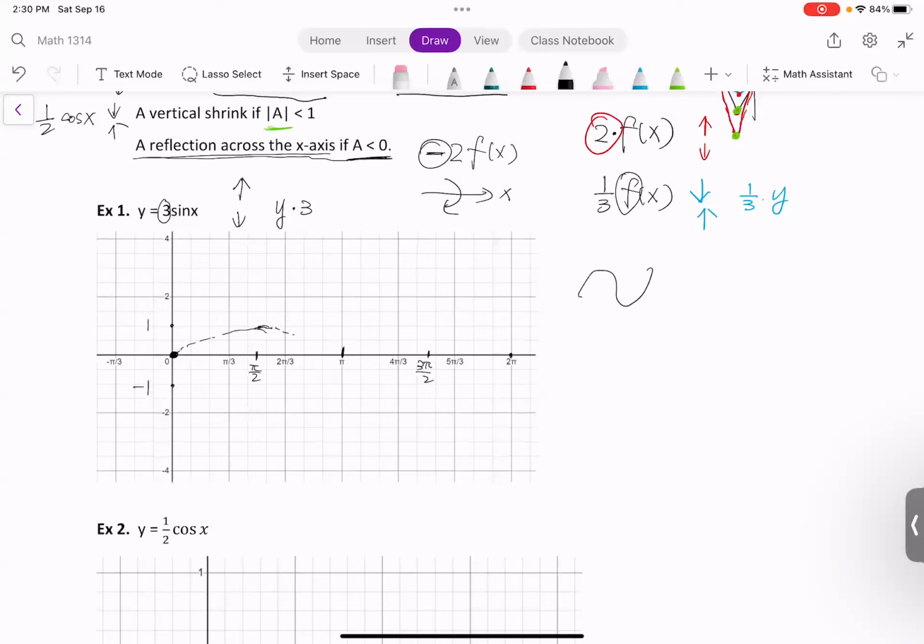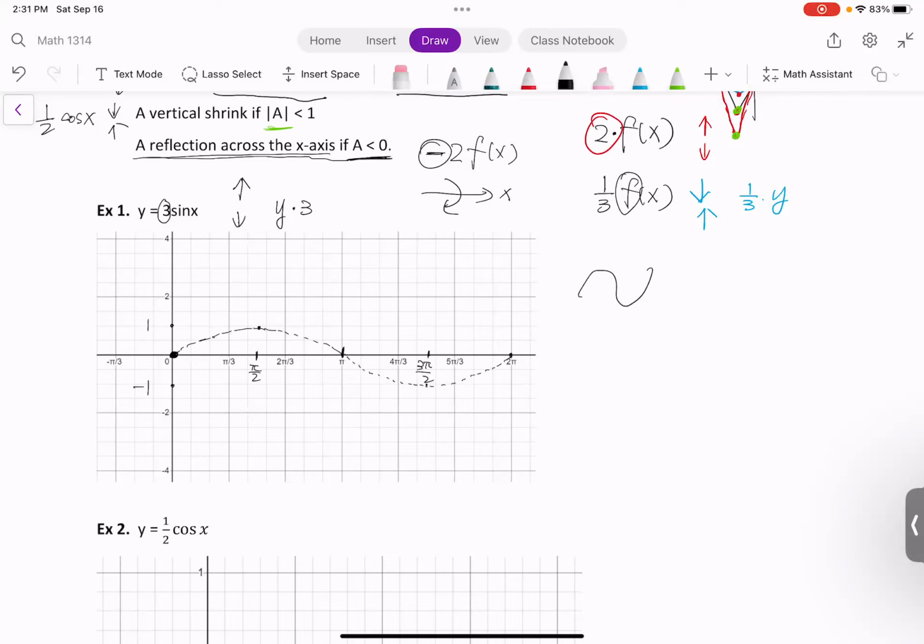This is the function sine of x. It's not very good looking. So if you have time, please graph your sine function in your notebook. Nothing very hard. This is the function sine of x.